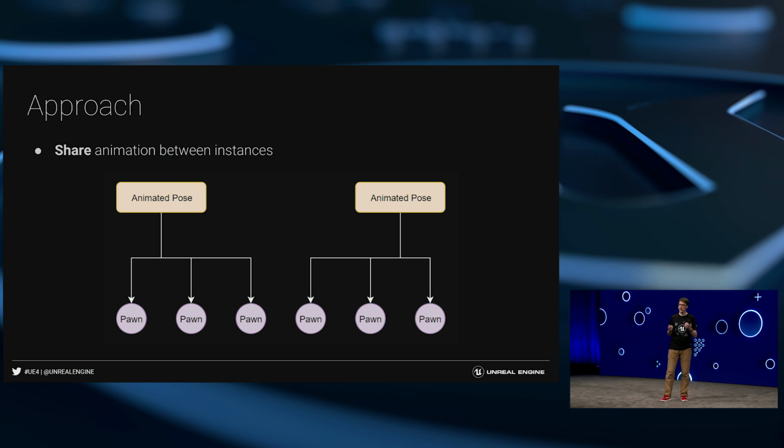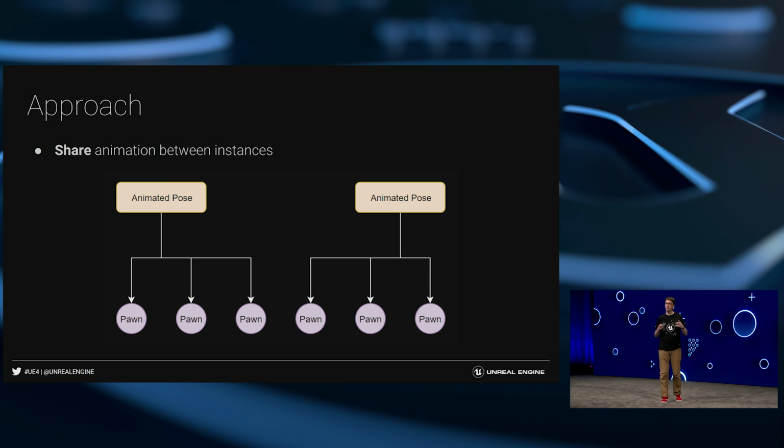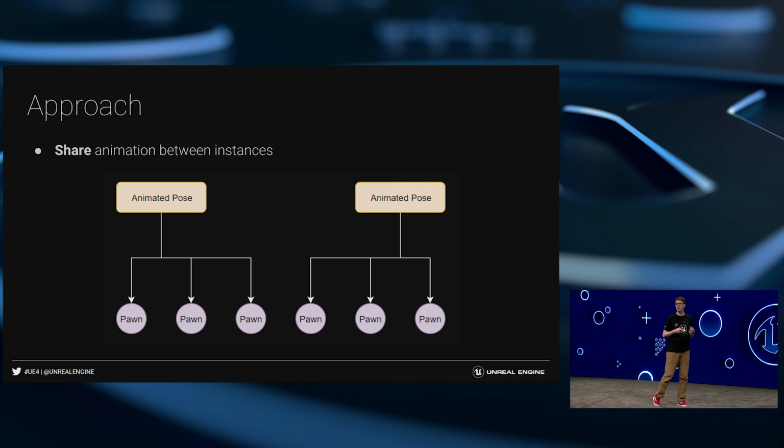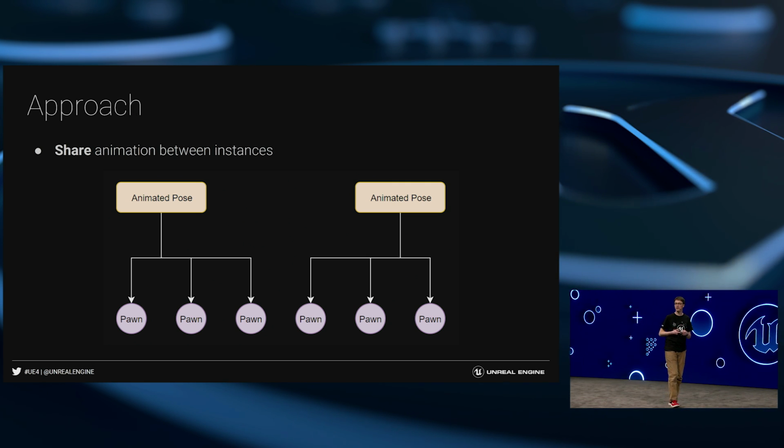So the basic idea we had was to share animation state between creatures, or pawns as we call them in the game. So the idea was, let's animate a small number of states, but then pass that animation on to a large number of creatures, and that way we can cut down the amount of work we have to do.